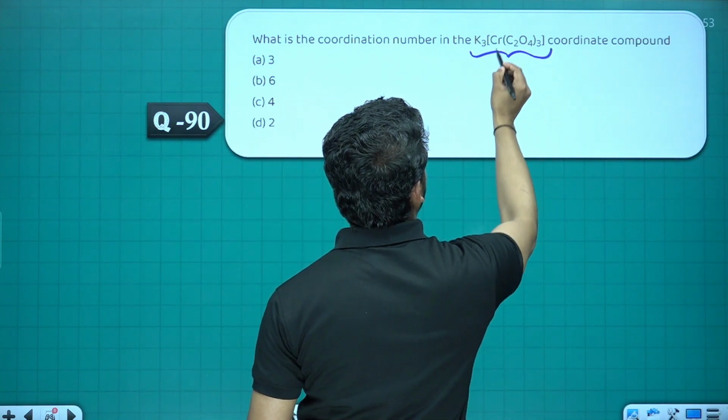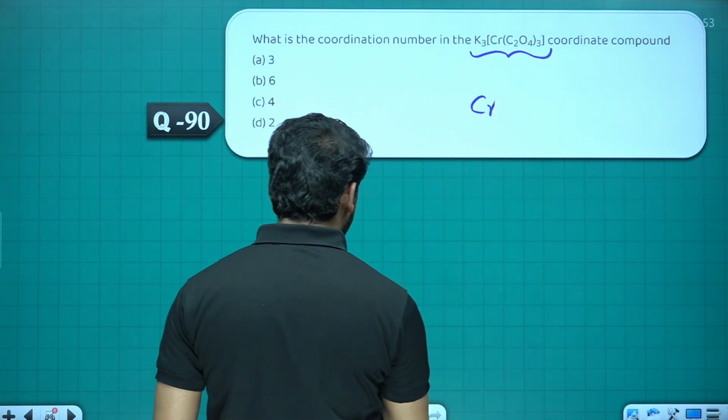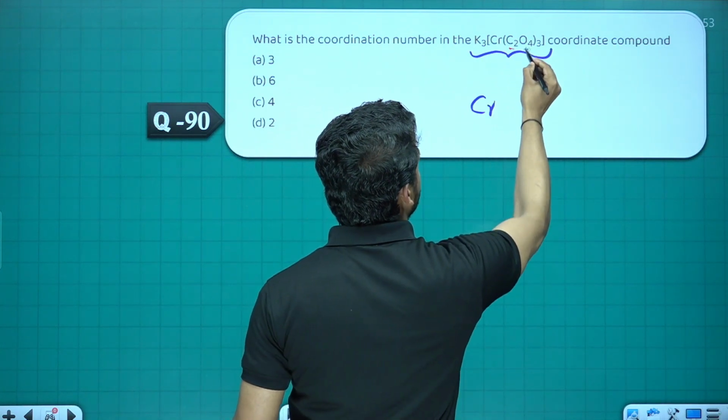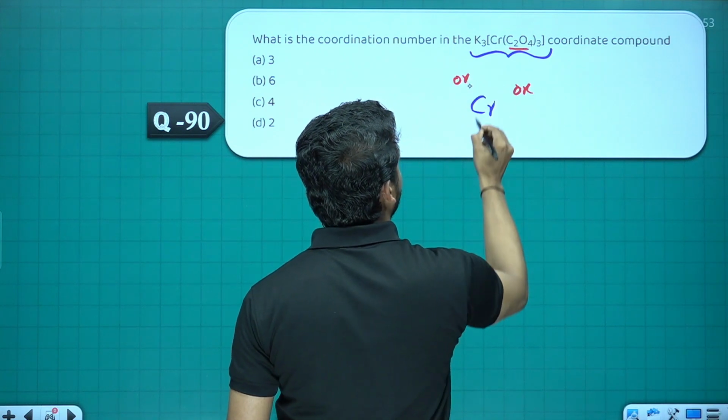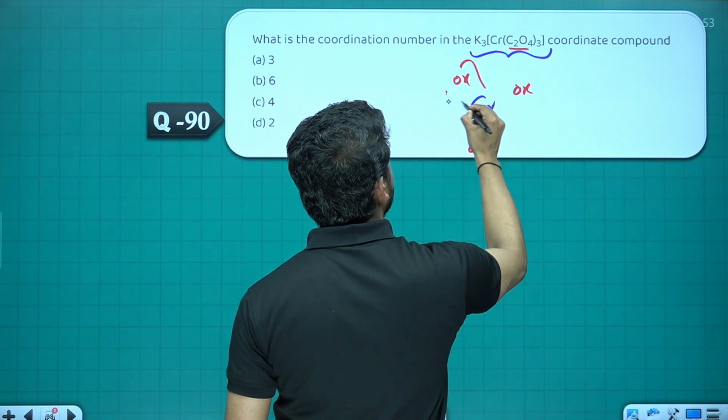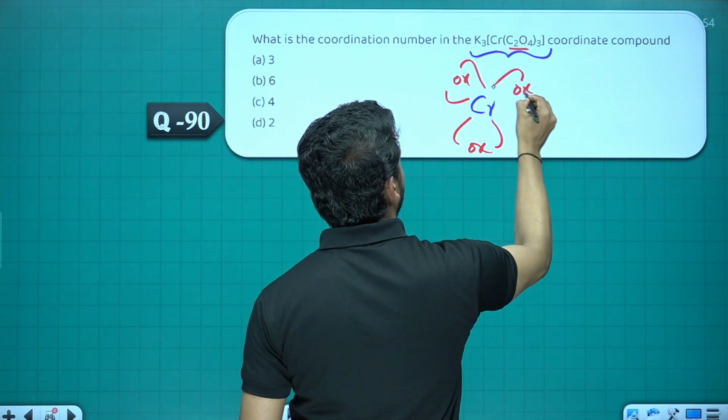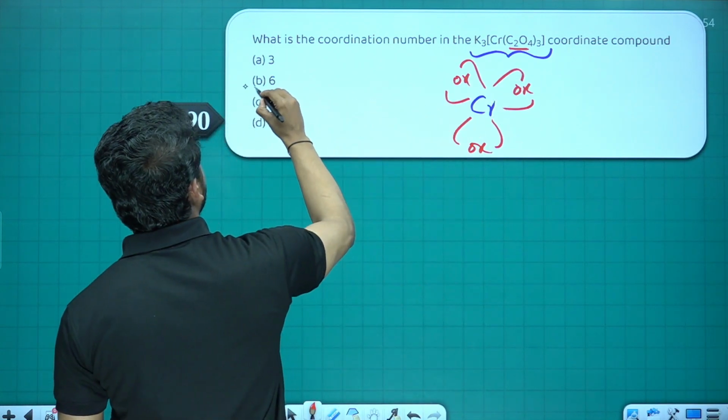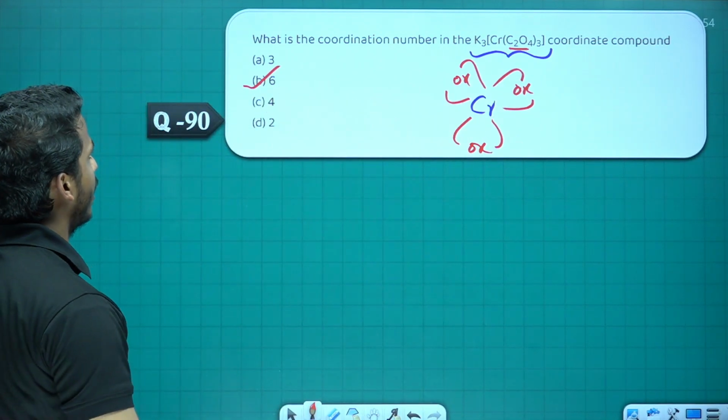What is the coordination number in this complex? Here, chromium is the metal. It is connected to oxalate. How many oxalate are there? 3 oxalate. You know, oxalate is a bidentate ligand. So that will provide a total of 1, 2, 3, 4, 5, 6. 6 is the coordination number.